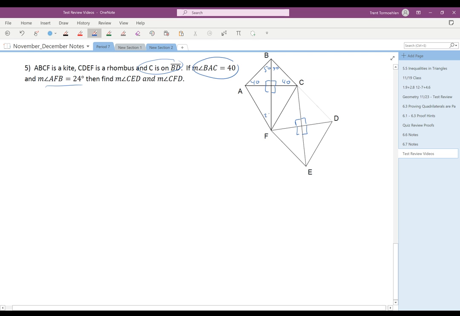So this is 28. Remember, a right triangle, so this must be 62. Turns out these two right triangles are the same because of the angle bisector. So now we have filled in all the angles in the kite. Let's go ahead and finish it in the rhombus.